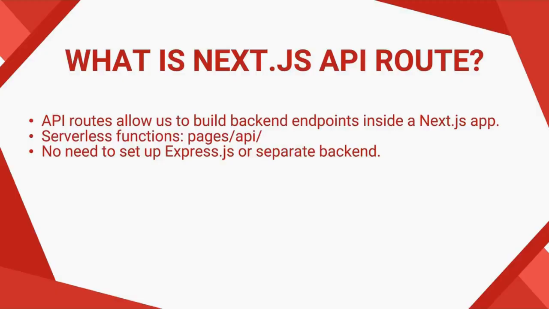What is Next.js app routing? App routing allows you to build backend endpoints inside a Next.js app. You handle backend logic from form submissions, database communication, and user authentication within the same project. Serverless functions: any file you create under the pages/api directory becomes a serverless function. It only runs when requested via HTTP.